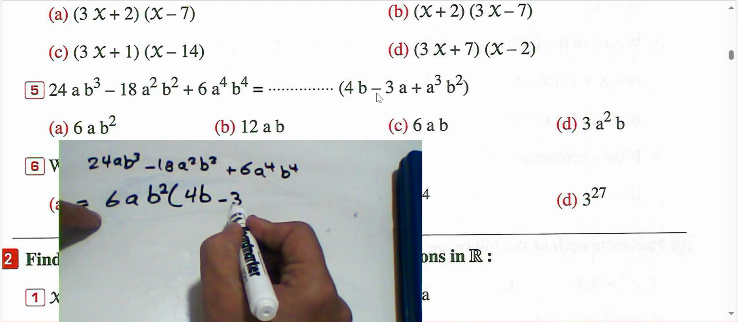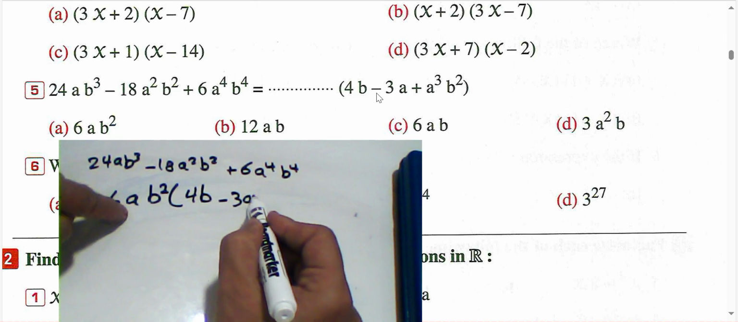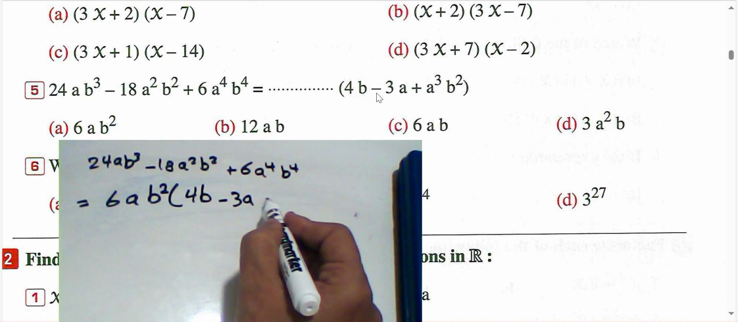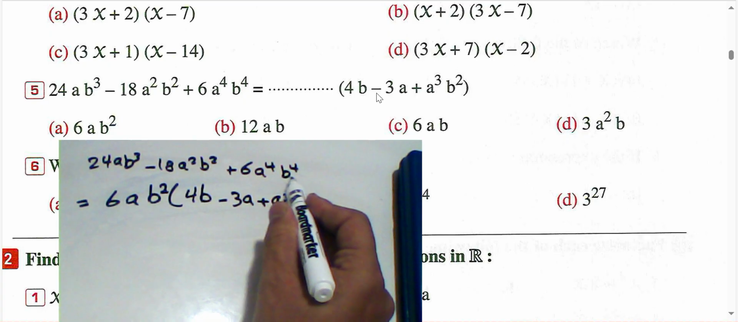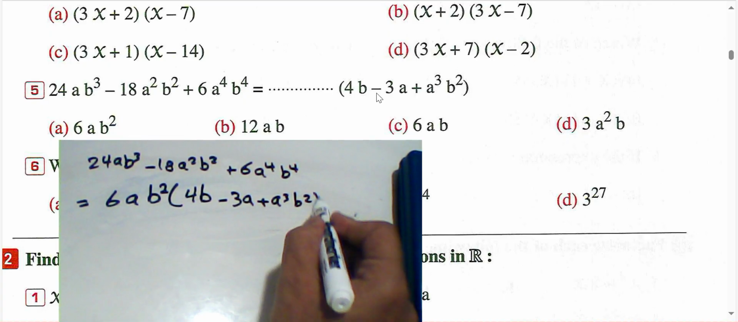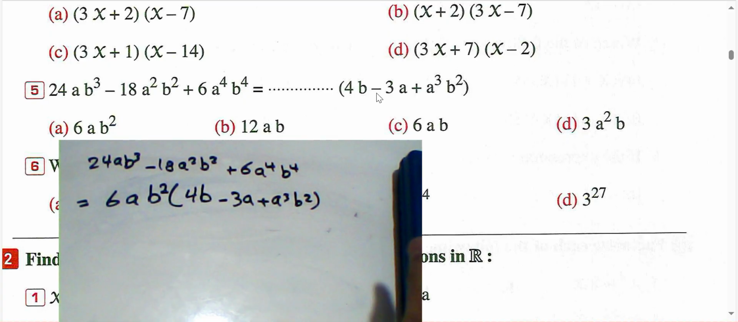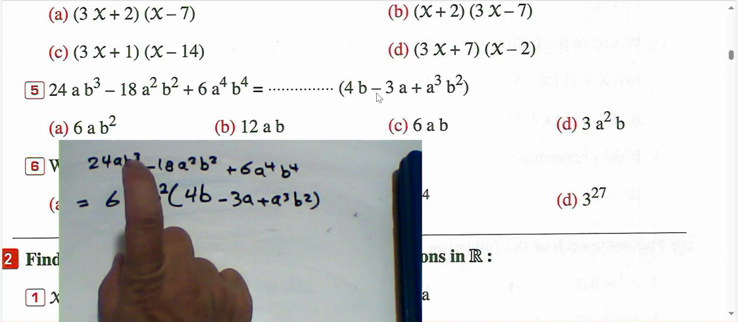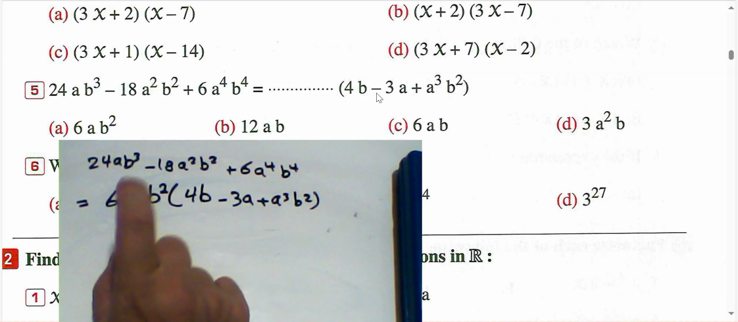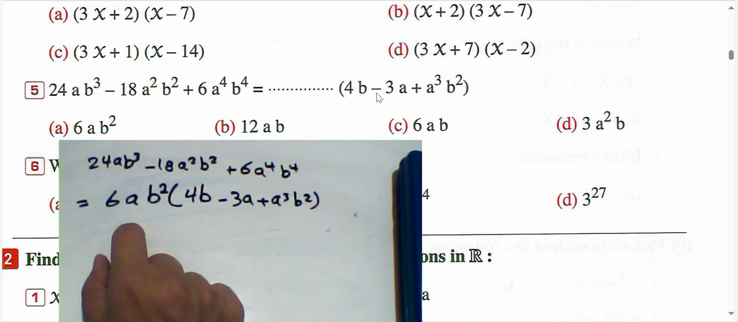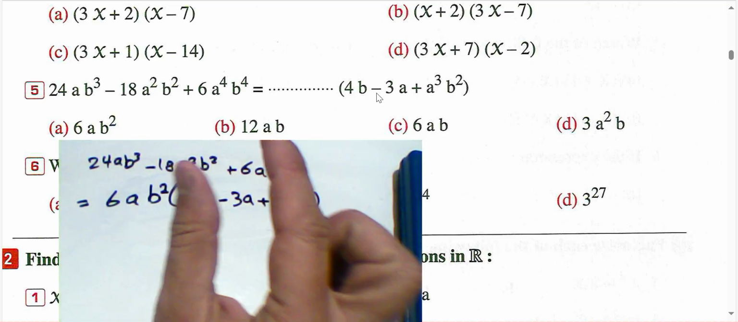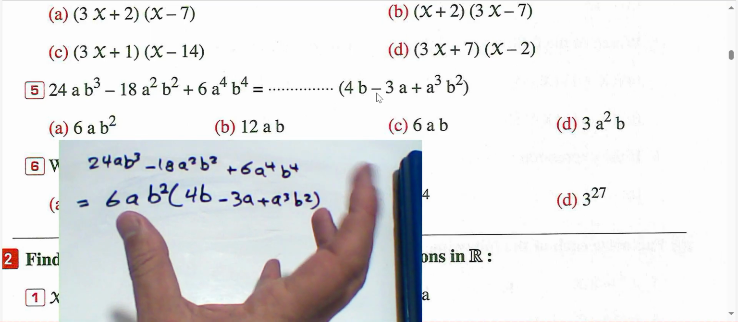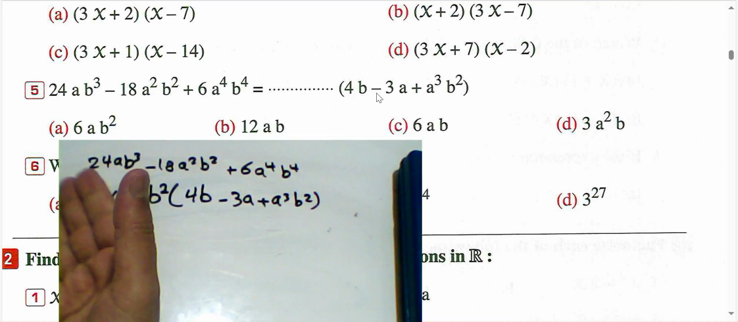18 divided by 6 equals 3. a^3 divided by a equals a^2. b^2 divided by itself is 1. 6 divided by 6 is 1. a^4 divided by a^3 is a, b^4 divided by b^2 equals b^2. Okay, so the answer will be 6ab^2. Not 6a^2b, not letter C, choose letter A, because the common factor between b^4, b^2, b^3 will be b^2.